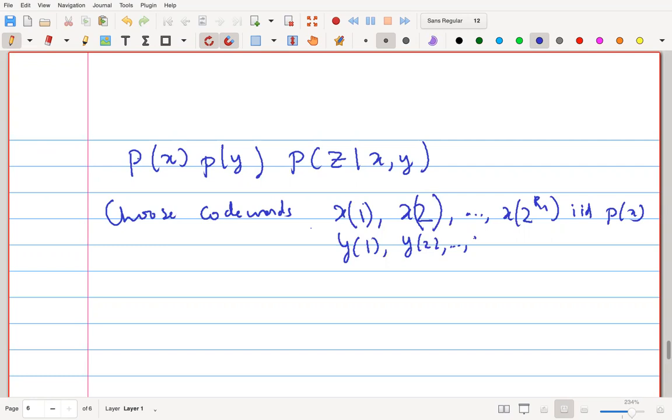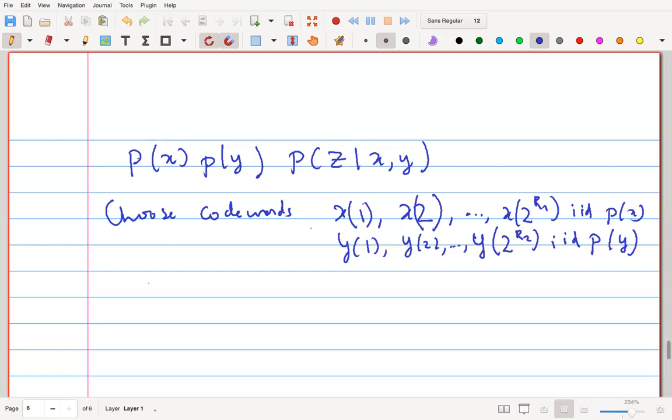But I want to point out an important consideration. It is sort of brushed under the carpet when you do IID, but you have to pay a little more attention when you are doing the one-shot. So there are 2 to the R2 such code words, IID from Py. Okay. So choose these code words, and this forms a random code.